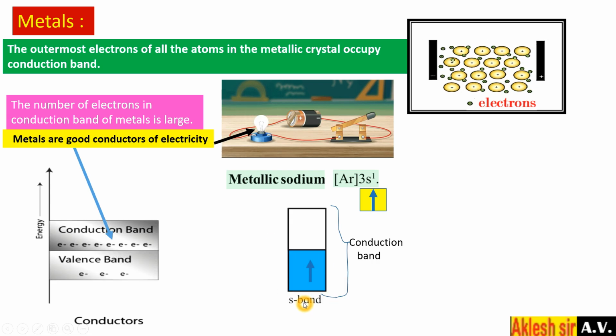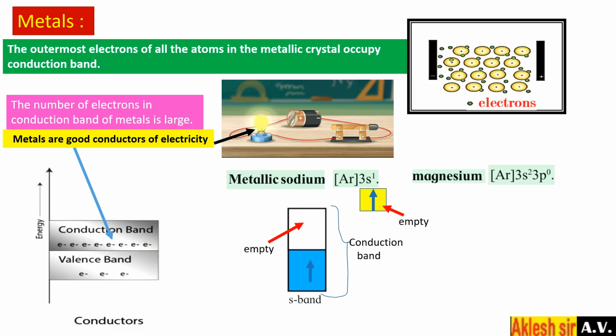So the S band, that bluish part, is that part where all the electrons of all the sodium atoms are placed. The rest of the part is empty because each sodium atom is half filled and half empty. So total 50% is filled and 50% is empty. So this electron can easily move inside this band. Electrons can move very easily because there are empty spaces. Okay, next.